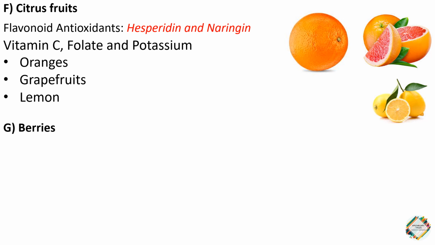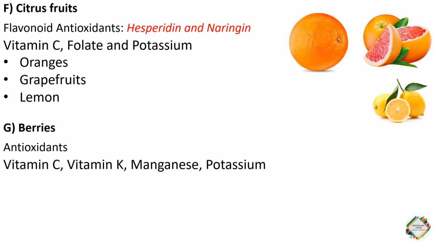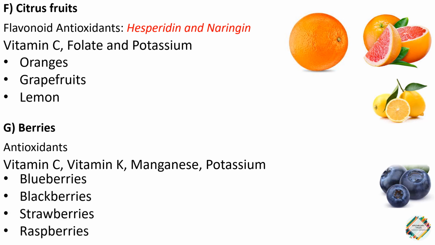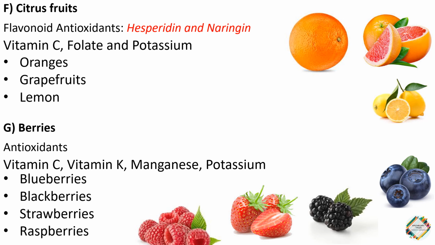The next important thing is berries. Just like the citrus fruits, they are rich in antioxidants, thereby reducing the oxidative stress. Apart from that, they are also rich in vitamin C, vitamin K, manganese and potassium. We can include blueberries, blackberries, strawberries and raspberries in the diabetic diet.